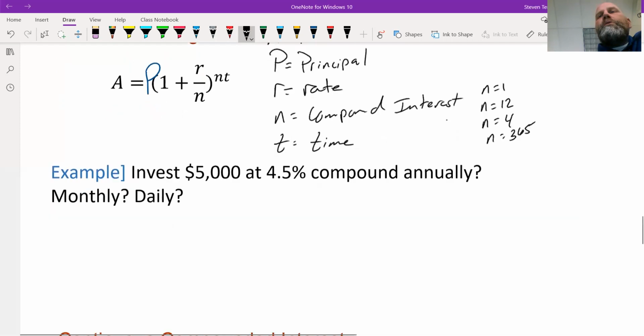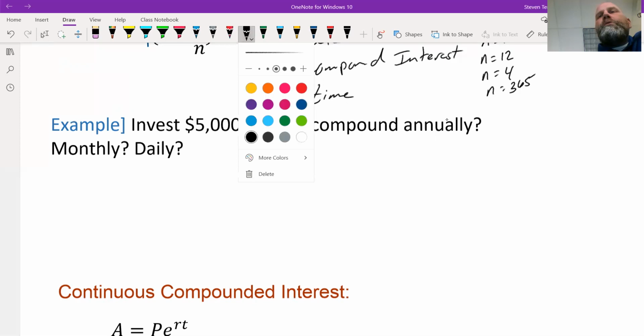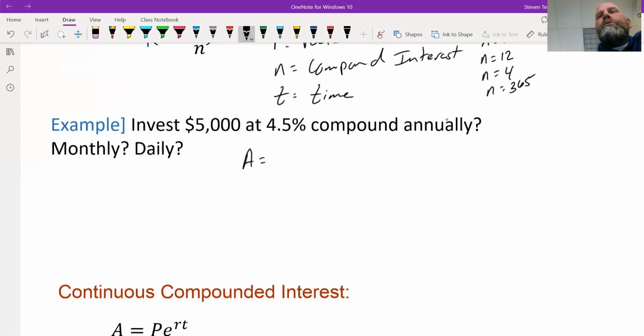Let's just say you have $5,000. Maybe for a graduation party, that's what you ended up with. Grandma was pretty generous. And you're going to invest this money at a very good rate, 4.5%, and we're going to compound it annually. I didn't give a year, so let's just assume that t is 1. So we're going to use our equation: 5,000 times 1 plus 0.045, which is your rate, and we're first going to do annual, for 1 year.